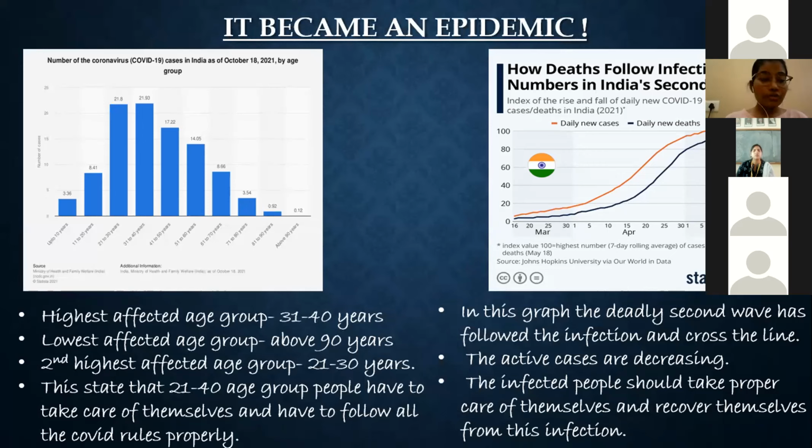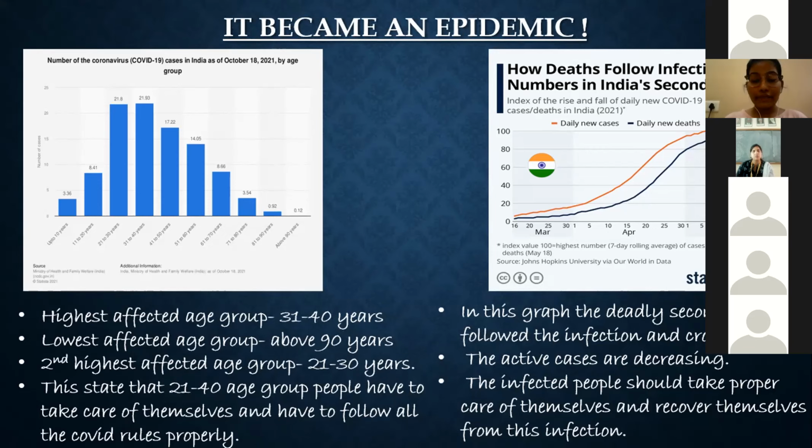Talking about the first graph, the highest affected age group is 31 to 40 years. The lowest affected age group is above 90 years. The second highest affected age group is 21 to 30 years. This states that people in the 21 to 40 age group have to take care of themselves and have to follow all the COVID rules properly.